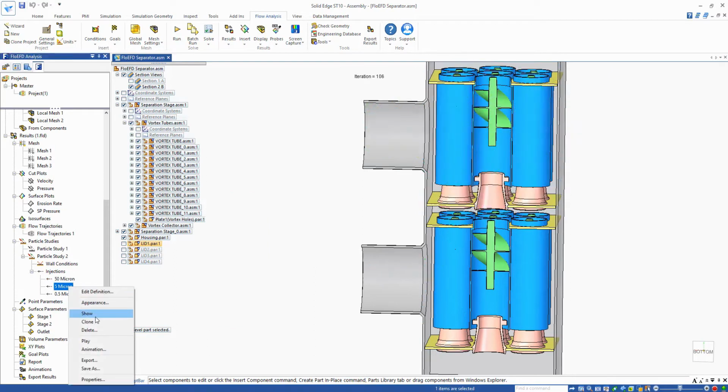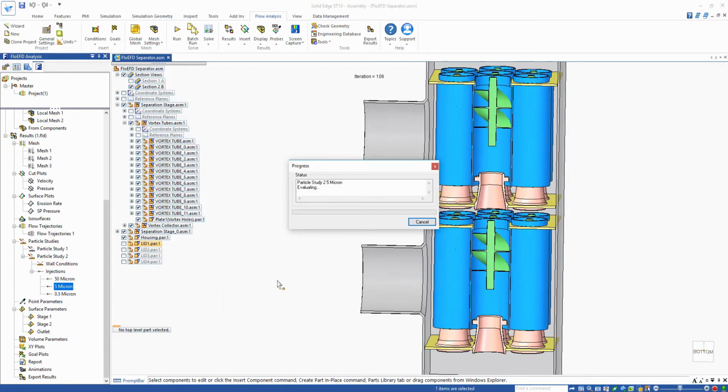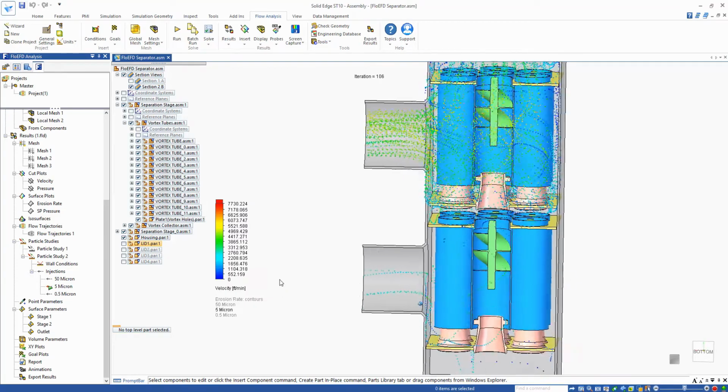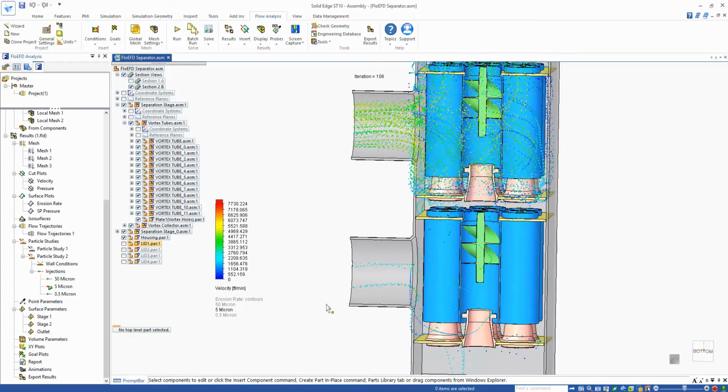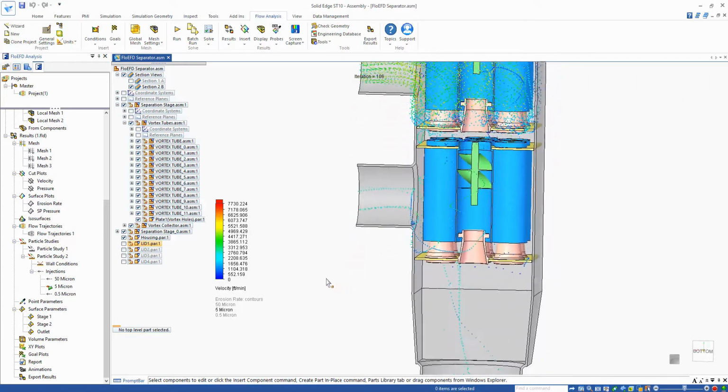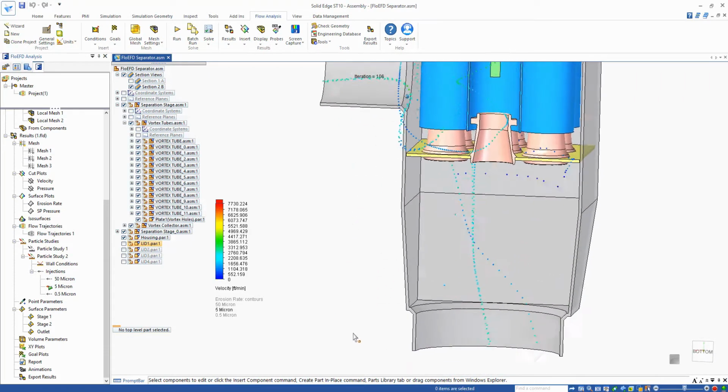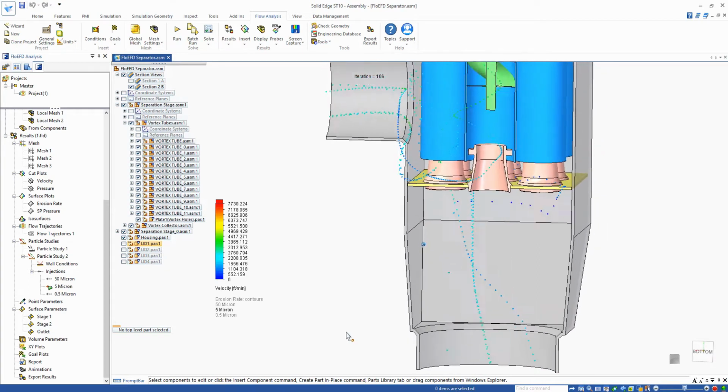Let's have a look at what happens at 5 micron. Alright, so we're getting a little bit more. The first stage is taking care of most of it, but the second stage has a little bit more getting through this time, and then finally a little bit more getting through out towards the outlet as well.